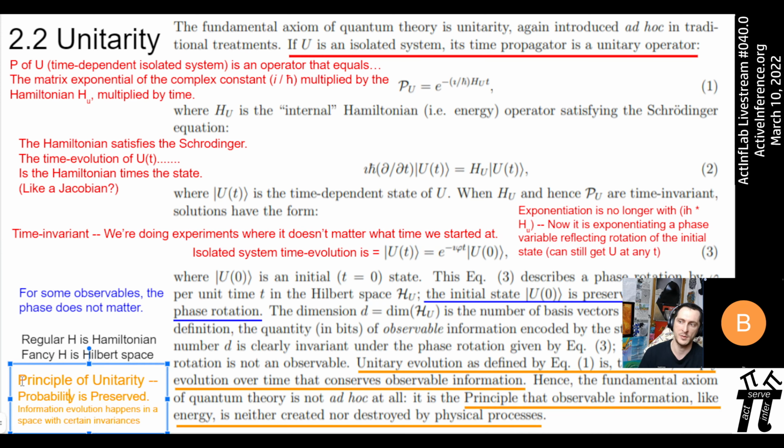And so that was what led to this principle of unitarity, that the total probability distribution is preserved with a mass of 1, so that there can be information evolution, but it's happening in a certain space where there are certain invariants that allow useful computation to happen.